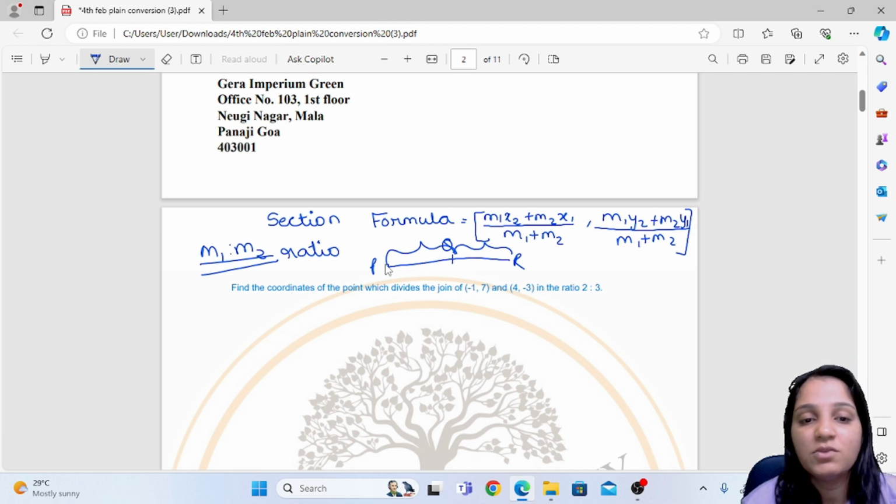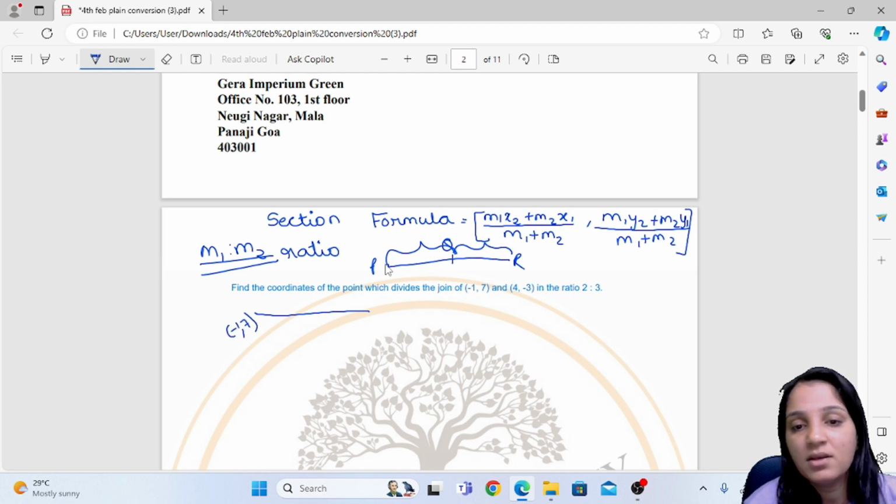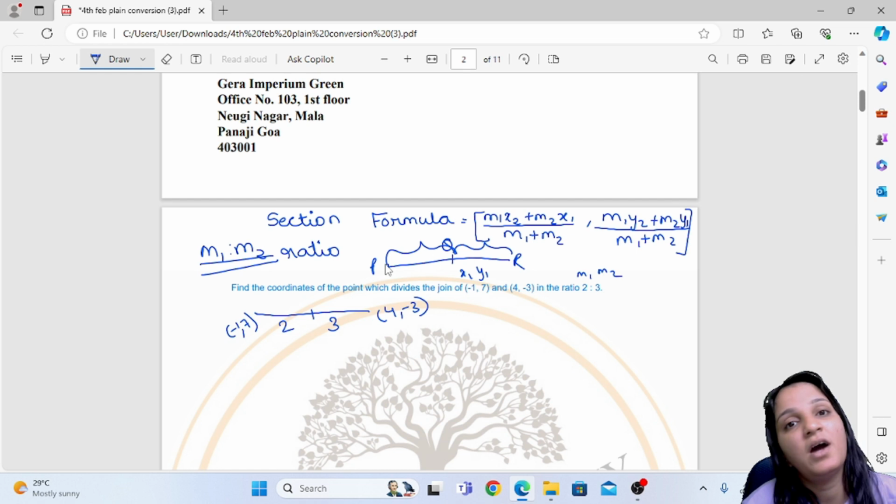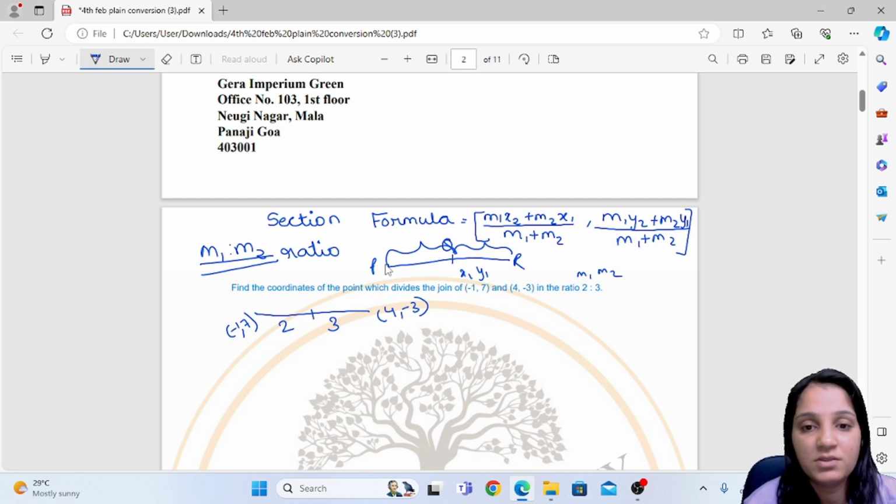Find the coordinates of the point which divides the join of (-1, 7) and (4, -3) in the ratio 2:3. Now this is our m1, m2. This is our x1, y1. Remember how we used to take the points' coordinate forms? Same way, x2, y2. Now it is given by x comma y. The section formula is given by x comma y.